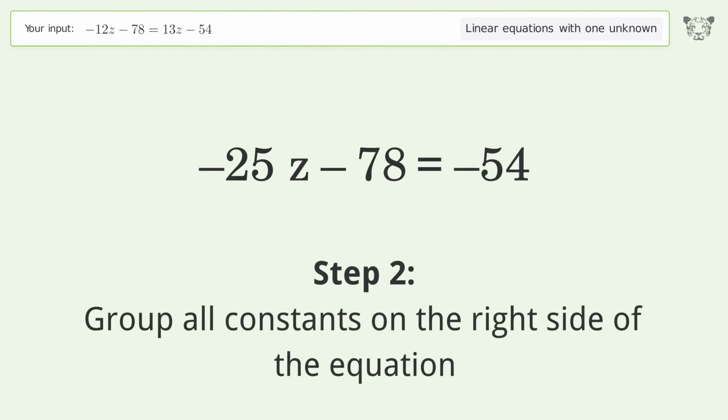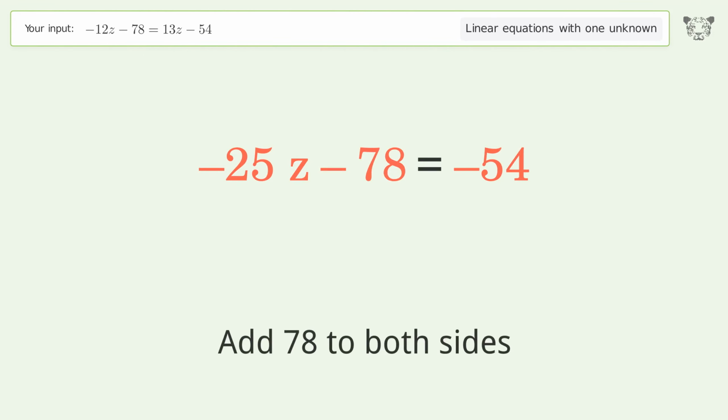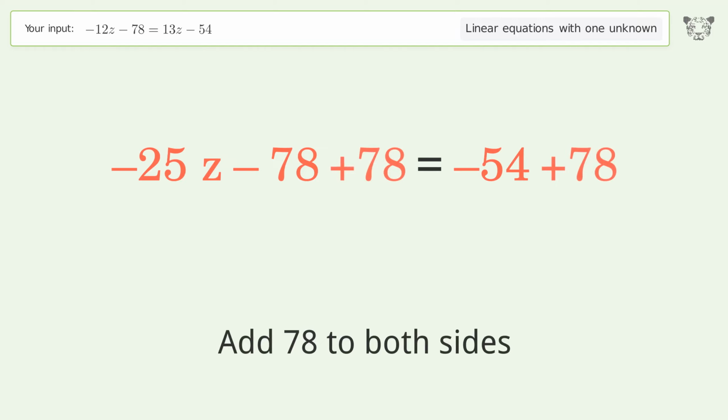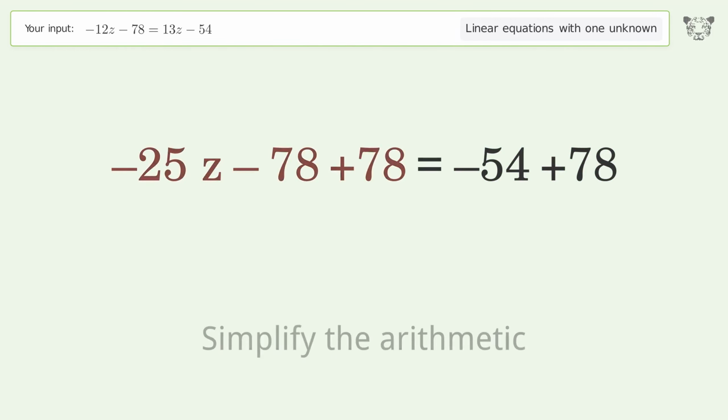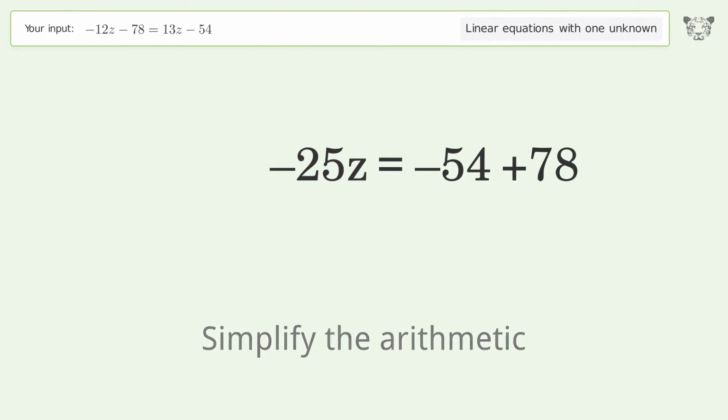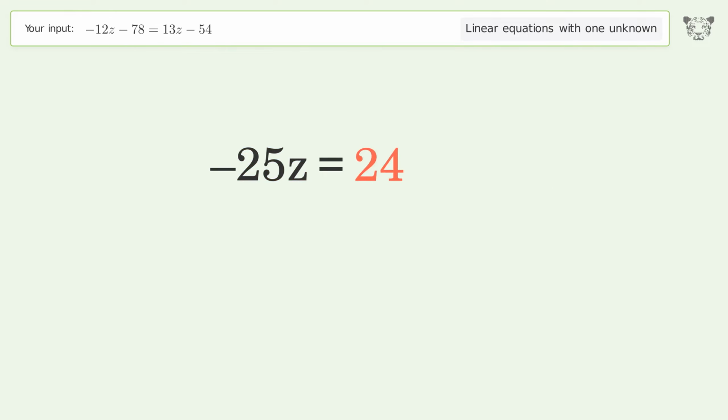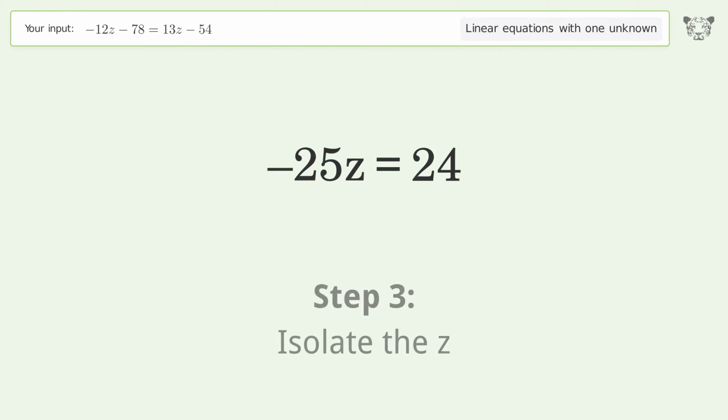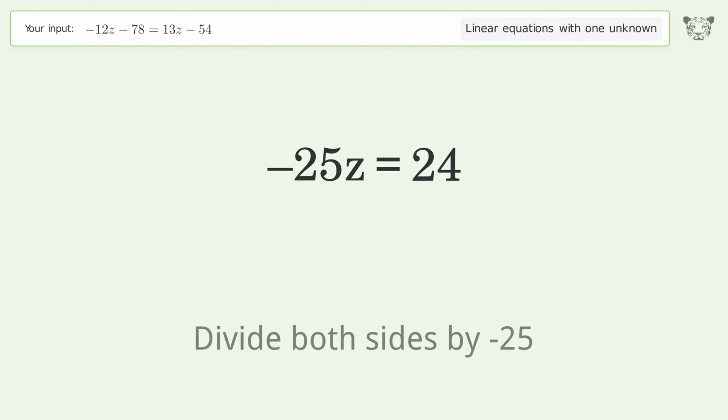Group all constants on the right side of the equation. Add 78 to both sides. Simplify the arithmetic. Isolate the z. Divide both sides by -25.